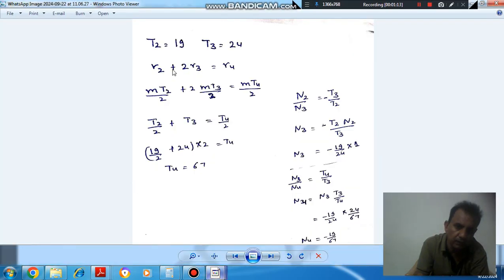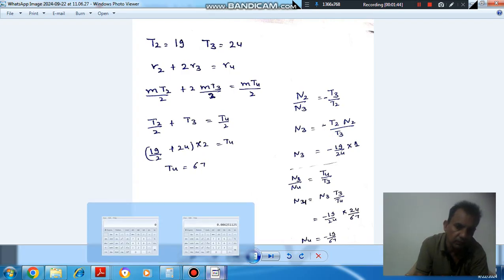So R2 plus 2R3 is equal to R4, and R2 is MT2 by 2, R3 is MT3 by 2, and R4 is MT4 by 2. As all gears are meshed, the module will be the same. So we have T2 by 2 plus T3 is equal to T4 by 2, and T2 is 19, T3 is 24, and T4 comes out as 67.